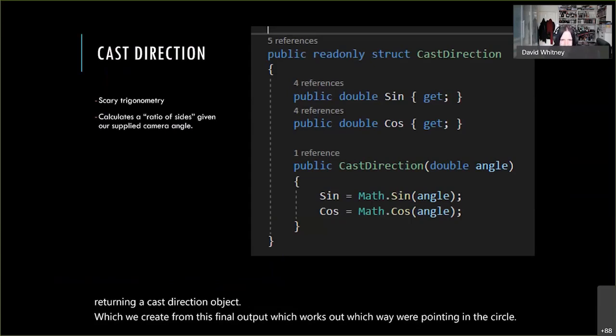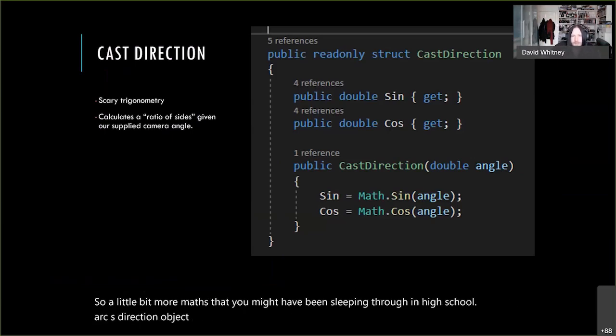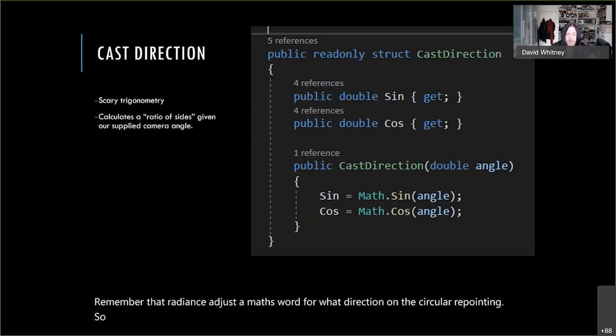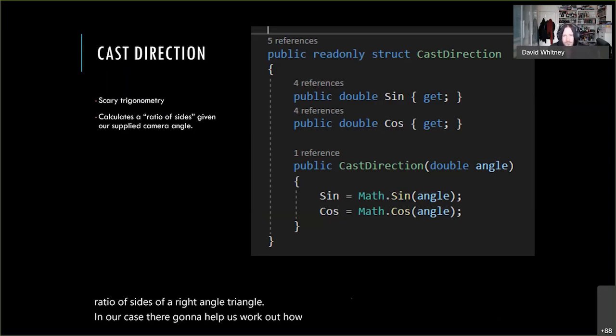So a little bit more maths that you might have been sleeping through in high school. Our cast direction object contains the sine and the cosine of the direction we provided that we expressed in radians. Now, remember that radians are just a maths word for what direction on the circle are we pointing. So sine and cosine are two of the main functions used in trigonometry, and they calculate the ratio of sides of a right-angled triangle. In our case, they're going to help us work out how far to the left and how far to the right we're going to cast our rays from our starting point.